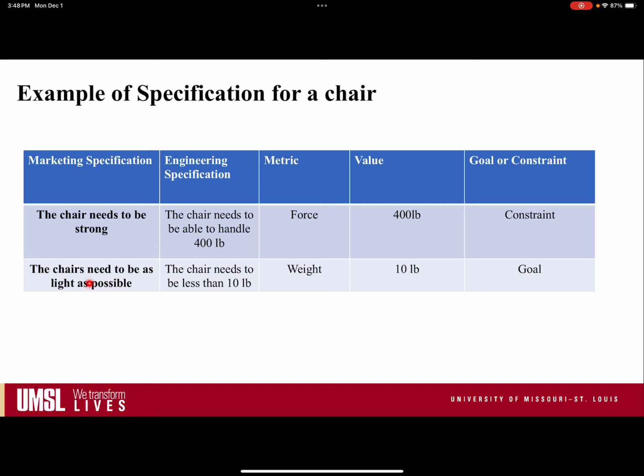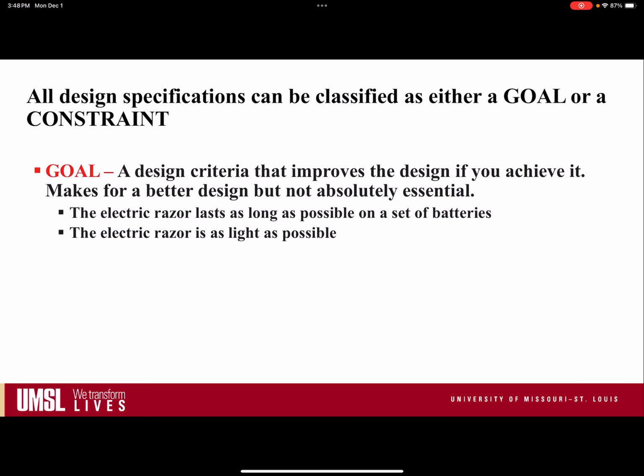The chair needs to be as light as possible. So that's the goal. We're trying to minimize the weight. Also, the metric is the weight. We can measure the weight of the chair, and the value would be 10 pounds. It should be less than 10 pounds. So it's kind of a constraint and a goal.